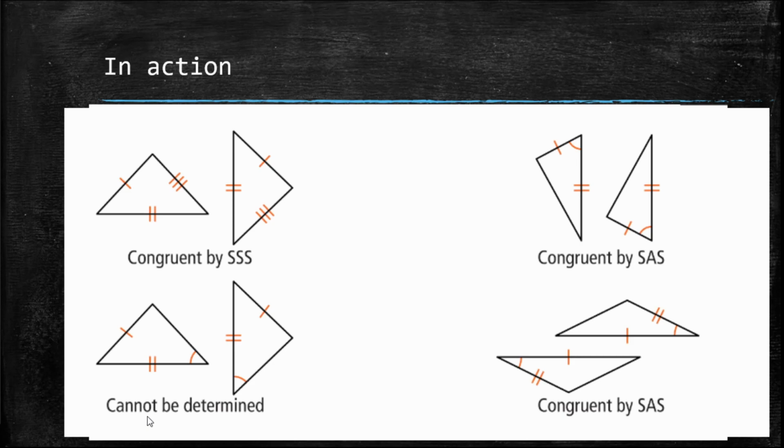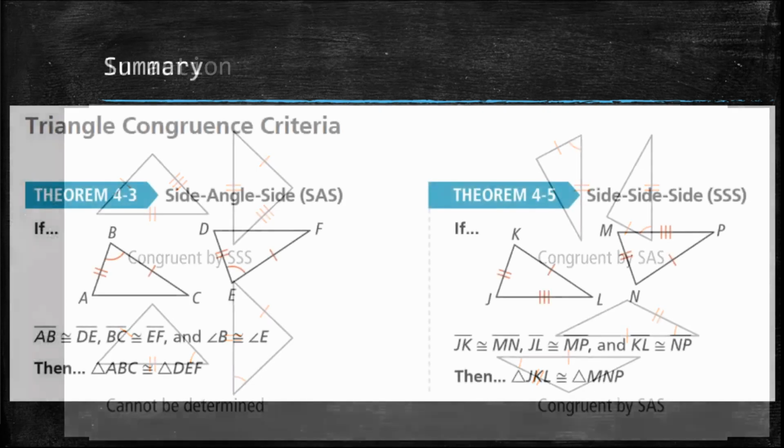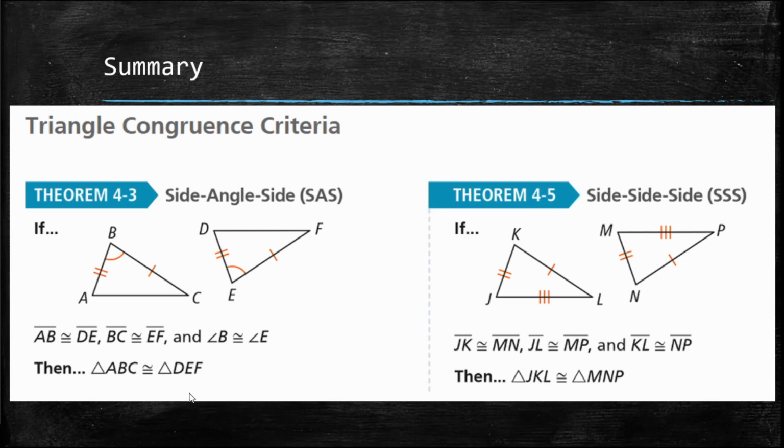Notice here I typed out cannot be determined. That's fine too, but I would just say SSA, ASS are never allowed. Those do not determine any form of congruency in this class or at any time in the future.